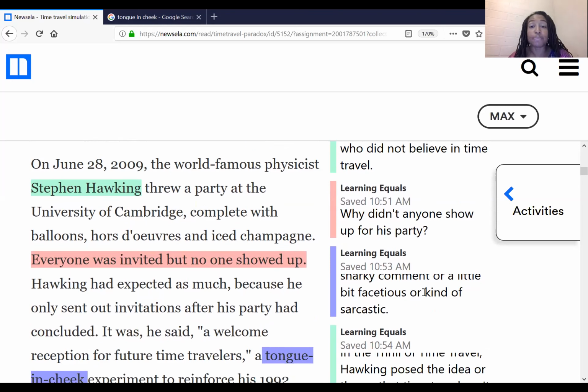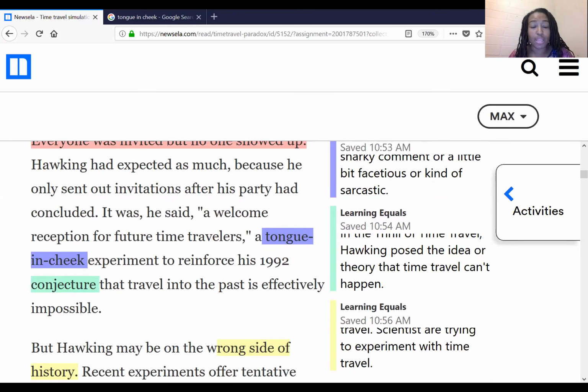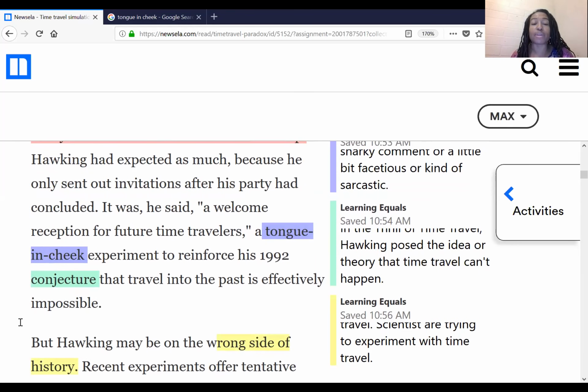So he's kind of saying, hey, time travelers, if you're really going to do it, you're going to go back in time and come back, and then you'll be at the party. So we'll see what happens. Wouldn't that be something if that really happened? And it was another way for him going back to his 1992 conjecture. I added conjecture because I know that the conjecture they're referencing is from the first article, which talks about how Stephen Hawking did not approve of time travel.